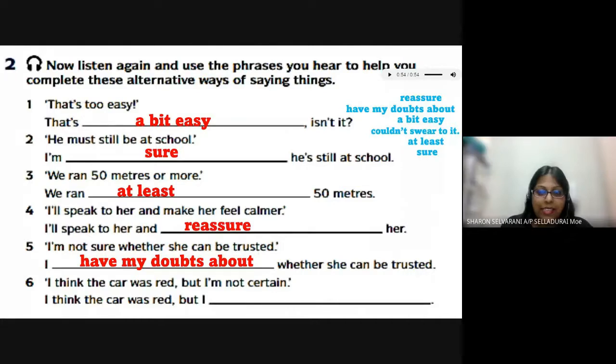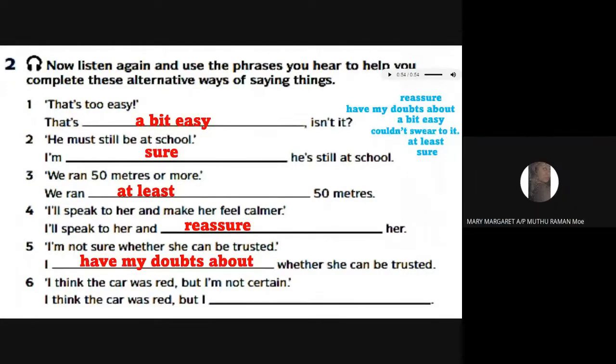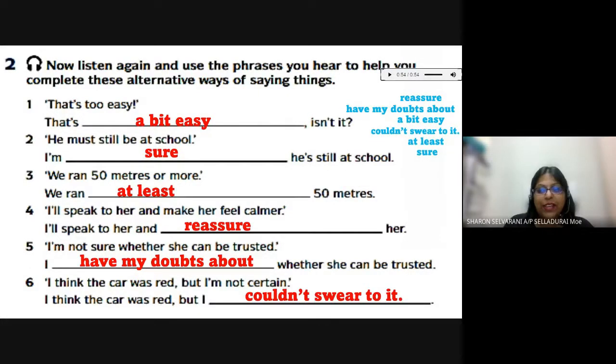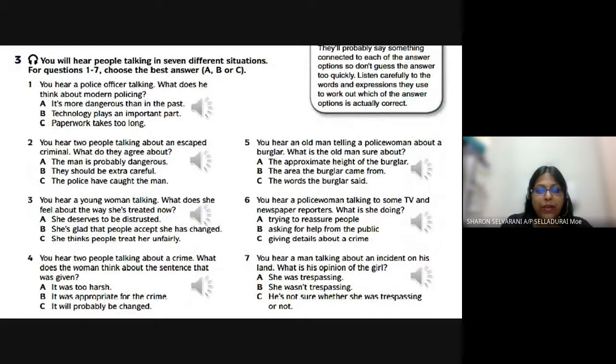All right, so what's the answer? Couldn't swear to it. All right, let's check our answer. So that is the answer. All right, so let's look at our next one. Here we are going to have 7 different situations. Let's try to listen once and try to get the answer.